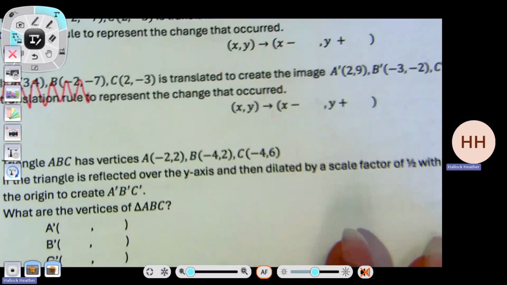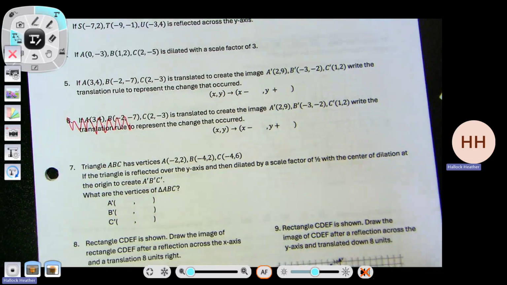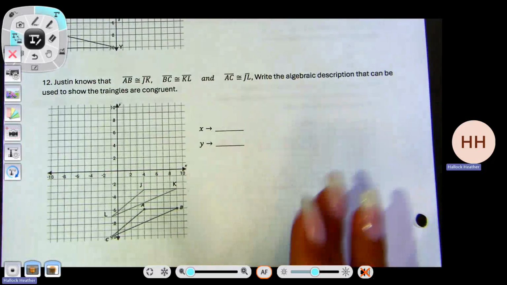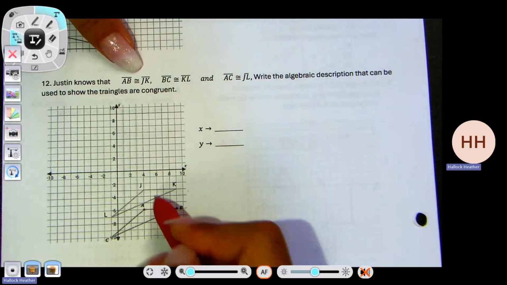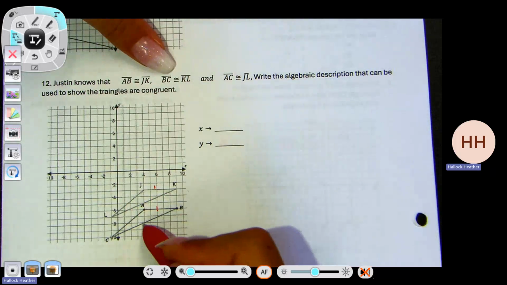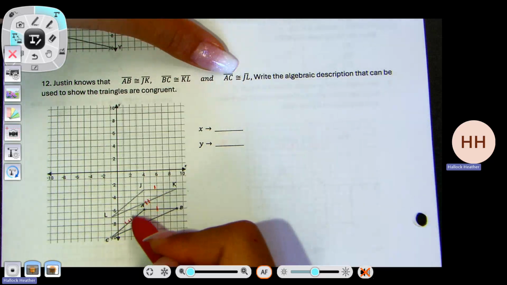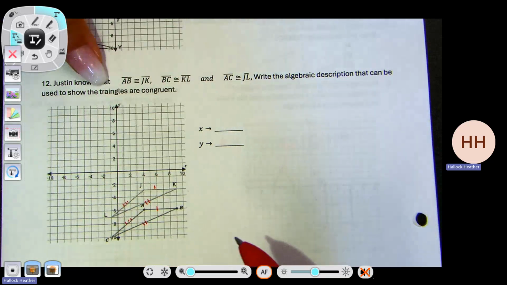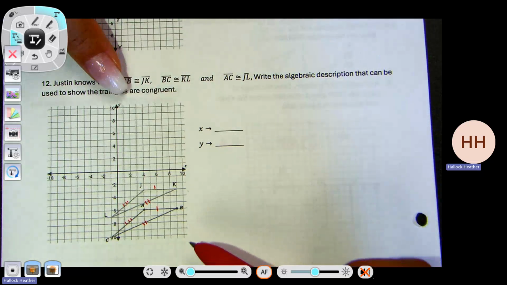On the next page, you can cross out number 6. And then we're going to do one on the very, very back. So on the very, very back, we'll do number 12. Number 12 says, Justin knows that AB is congruent to JK. BC is congruent to LK. AC is congruent to JL. I need to write an algebraic expression or a description that can be used.